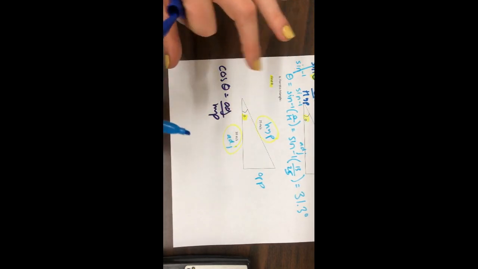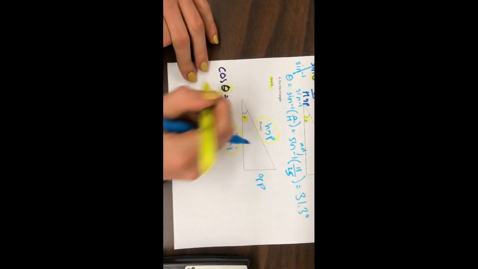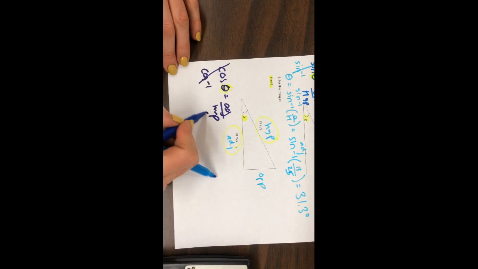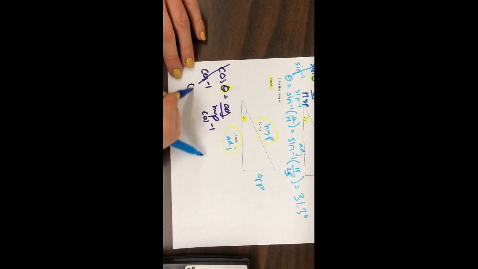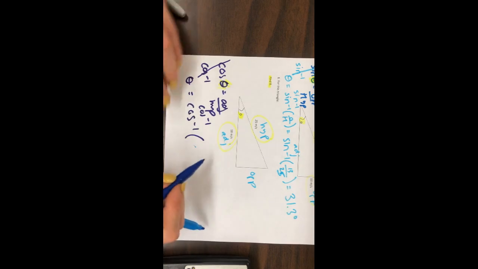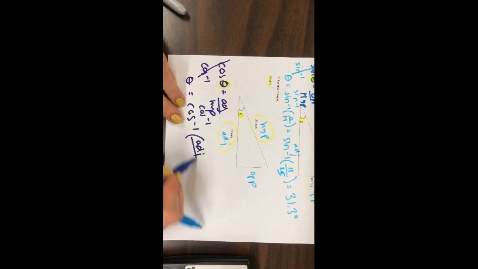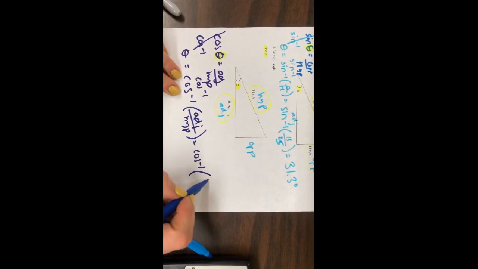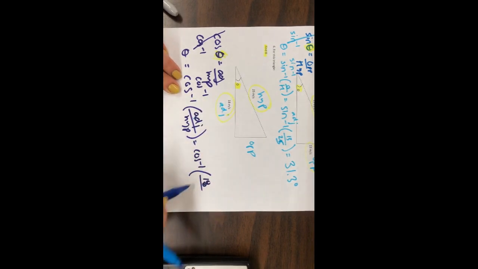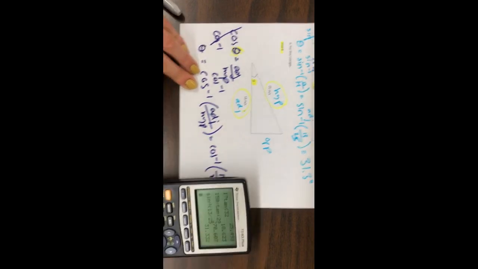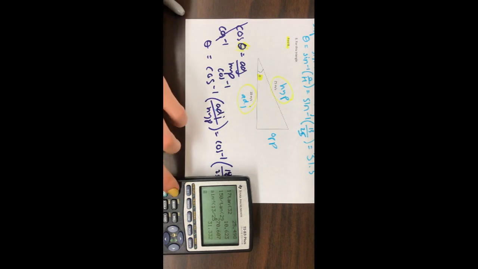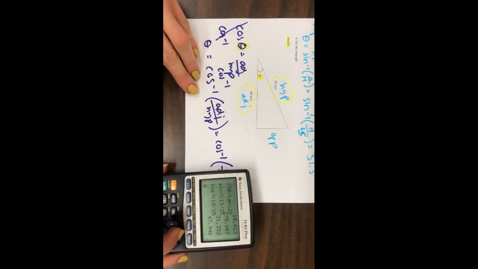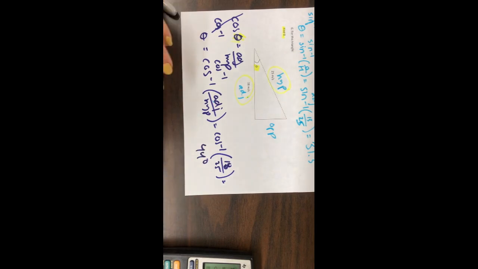This time we're trying to find theta again, so that's this one right here. The opposite of cosine is cosine negative 1. These cancel. Theta equals the cosine negative 1 of the adjacent over the hypotenuse, which is 18 divided by 25. And I get, I'm going to call it 44. 44 degrees, and that's how you do it.